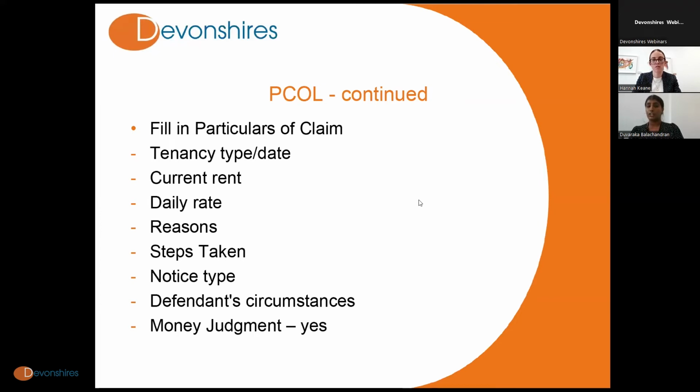Then it does ask for the notice type that you are relying upon, and this is a notice of seeking possession, also known as the NOSP. So please tick that option and also put down the date this was served.